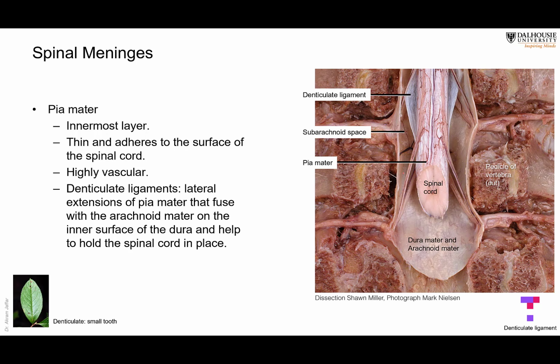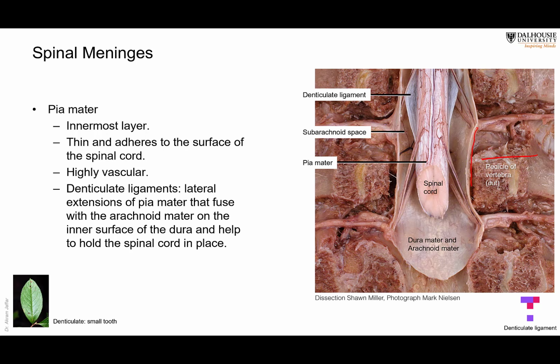Just to orient you about this picture, this is a picture taken from a dissection from the back. So the laminae have been removed with the spine. They have been taken away, and the dural sheath has been cut. And so you can see what is inside the dura. So if you look at this layer, this is in fact two layers.